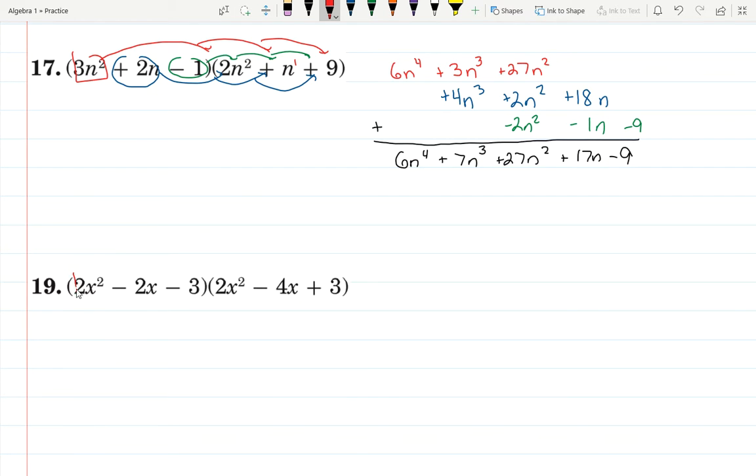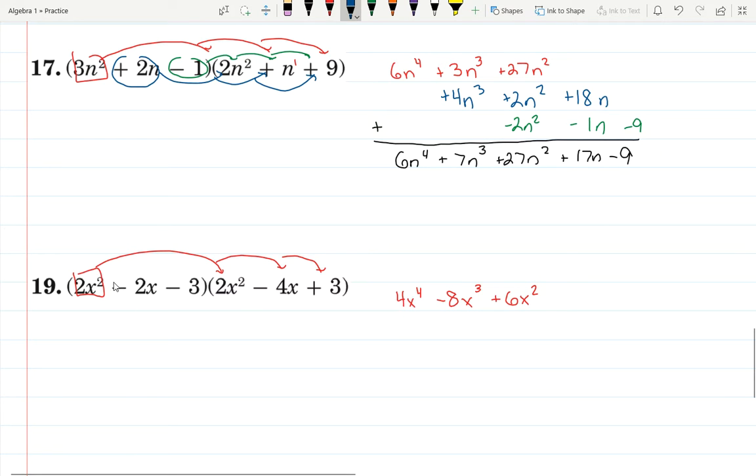All right, so we're going to take and multiply the 2x squared by all of these. 2x squared times 2x squared is 4x to the fourth. 2x squared times a negative 4x. Let's see, that's going to be negative 8x to the third. 2x squared times 3 is a positive 6x squared.